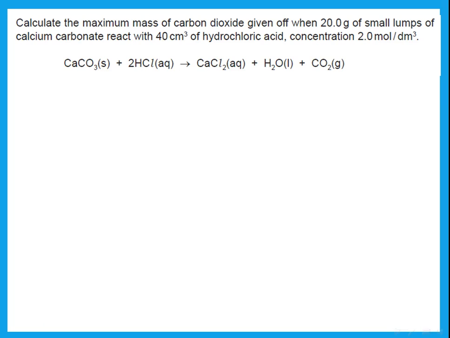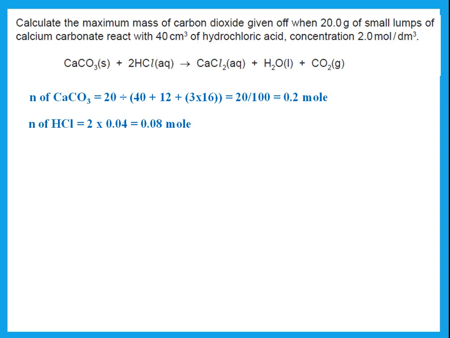So here actually he gives me information about calcium carbonate and information about the acid. So I need to get the number of moles of each one from the information. The number of moles of calcium carbonate is the mass over the molecular mass of calcium carbonate, so that's 0.2. The number of moles of HCl from the information that he gives me is 0.08 mole. And then I take a look at the equation. What does the equation tell me?